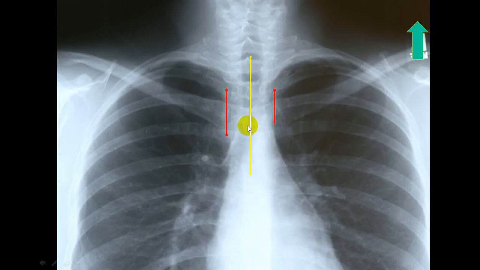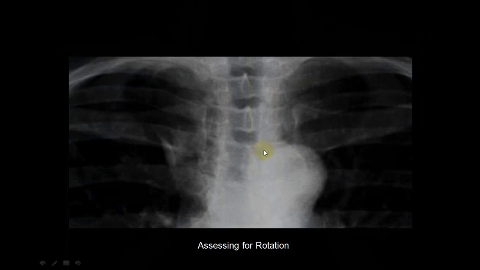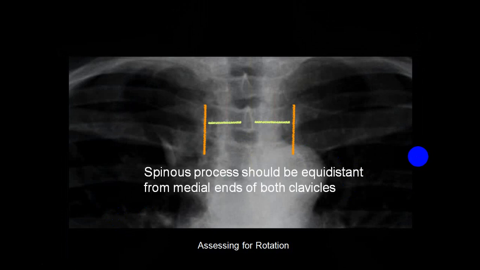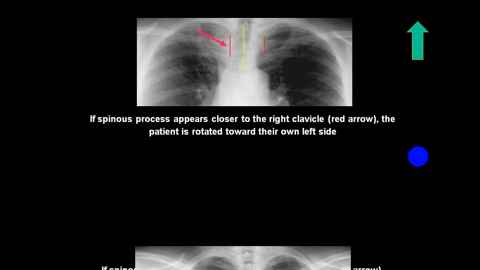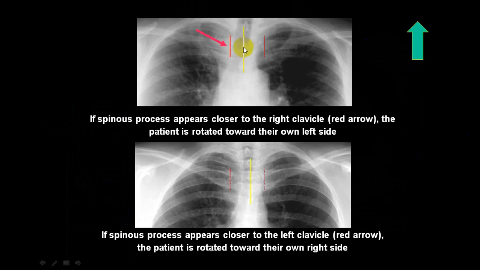Now you can see here, this is the midline. And if you see this distance of a clavicle, it is equidistant. So there is no rotation. Now if you see here, these are the ends of the clavicle. There is no rotation. Equidistant. Now look here. See this distance. This is short. This is more. So there is a rotation.